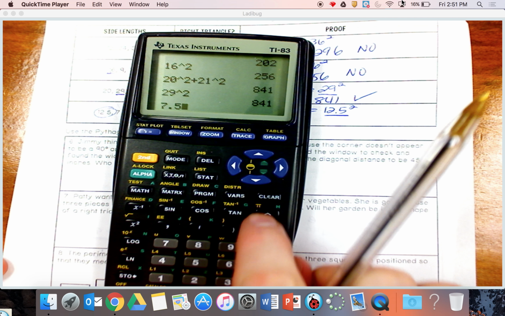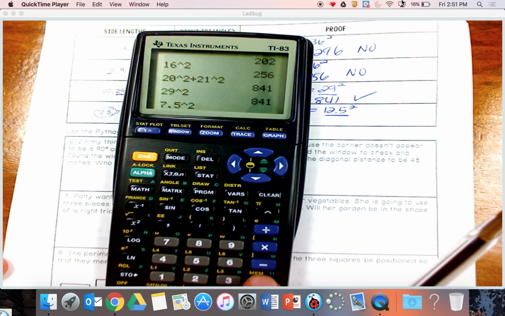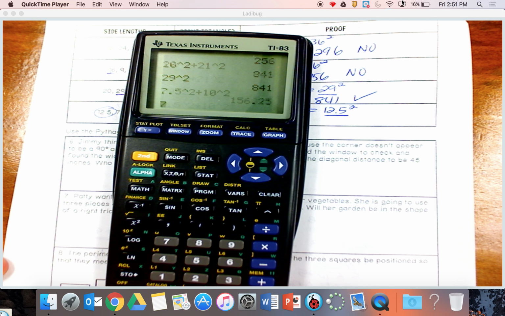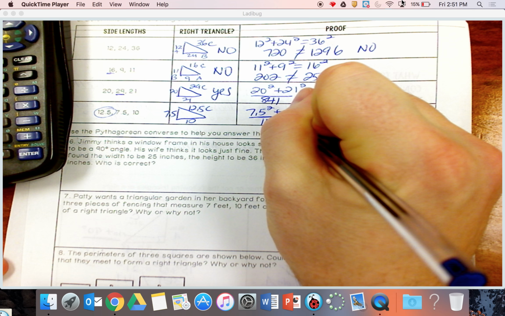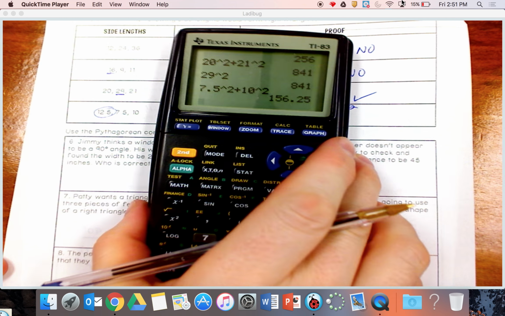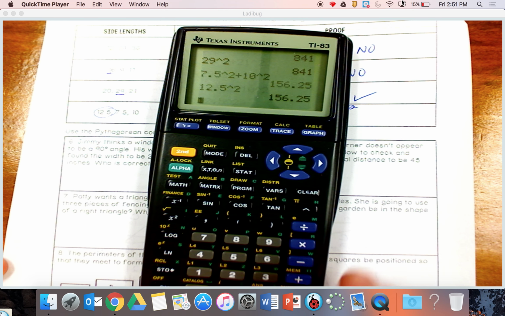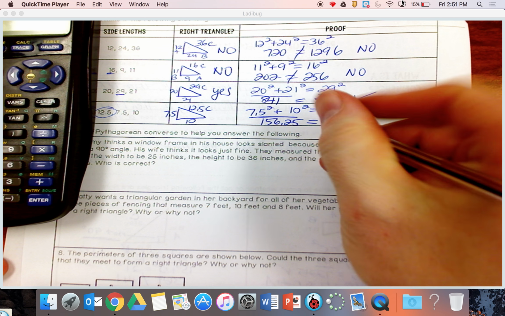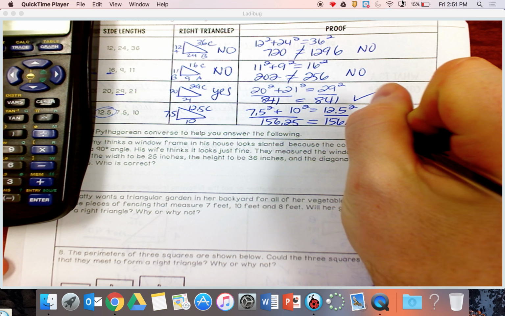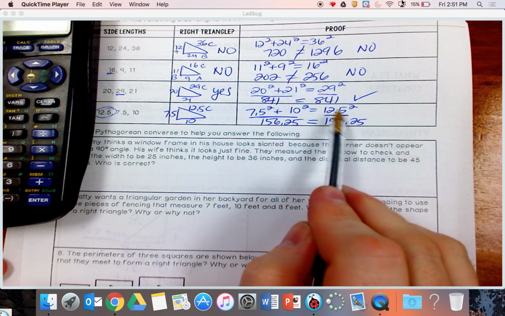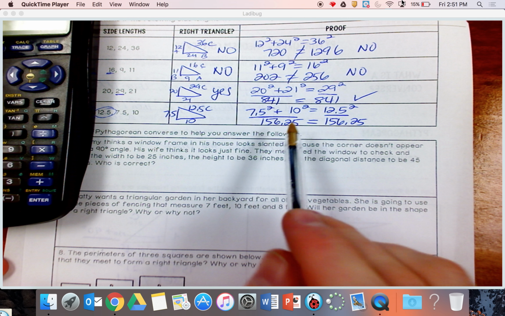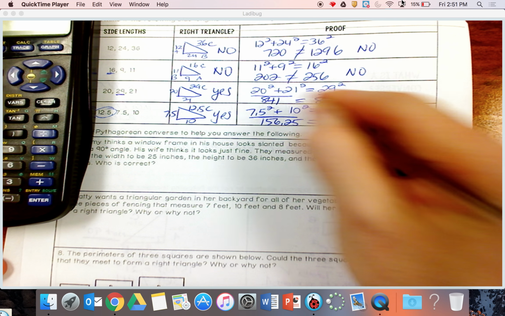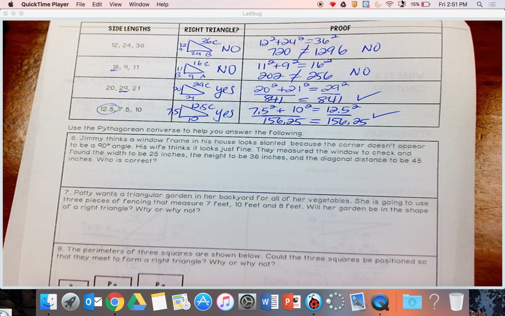So 7.5 squared plus 10 squared gives me 156.25. Let's see what 12.5 to the second power gives us. 156.25. So they match up, and since they match up, we know, because the Pythagorean theorem only works for right angles, and since this is working, that this has to be a right angle because they match up together. So there we have it. We are done.